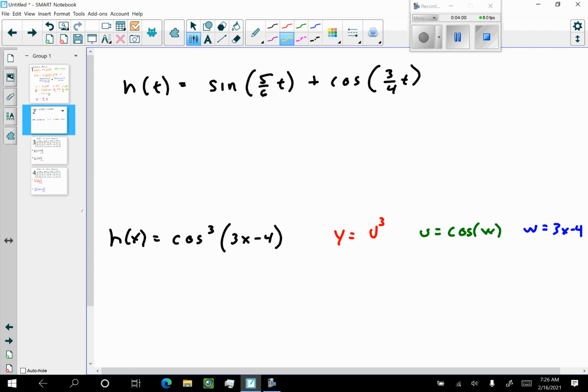And example number 1. Here I have a function of t, h of t. And what I want to do is find h prime of t. Well, if I look at this, I have two pieces, two terms. Here I have an outside of sine and inside of 5/6 t. I have an outside of cosine, inside of 3/4 t. So at this point in the game, we should be able to say, hey, what's the derivative of sine? The derivative of sine is cosine. At the inside, don't mess with the inside. But what do I have to do? I have to multiply by the derivative of the inside. What's the derivative of 5/6 t? 5/6.